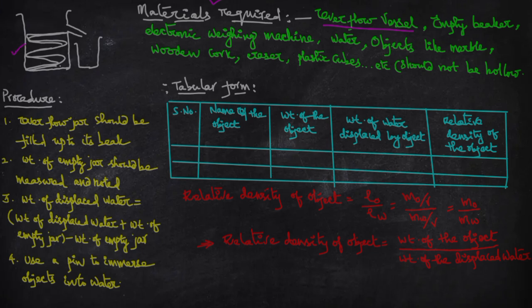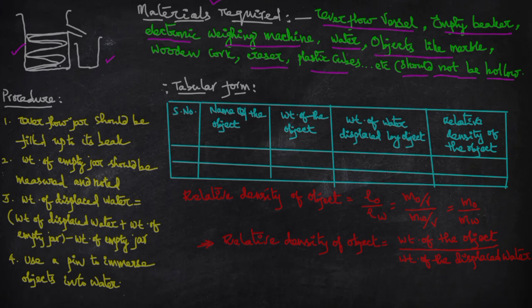First, an overflow jar or overflow beaker, which is like this, and an empty beaker should be taken. This is the empty beaker, and an electronic weighing machine to weigh the objects and to weigh the displaced water, and water is an essential thing here. Also objects like marble, wooden cork, eraser, plastic cubes, etc. Whatever you have, and one thing should be noted: these objects should not be hollow.